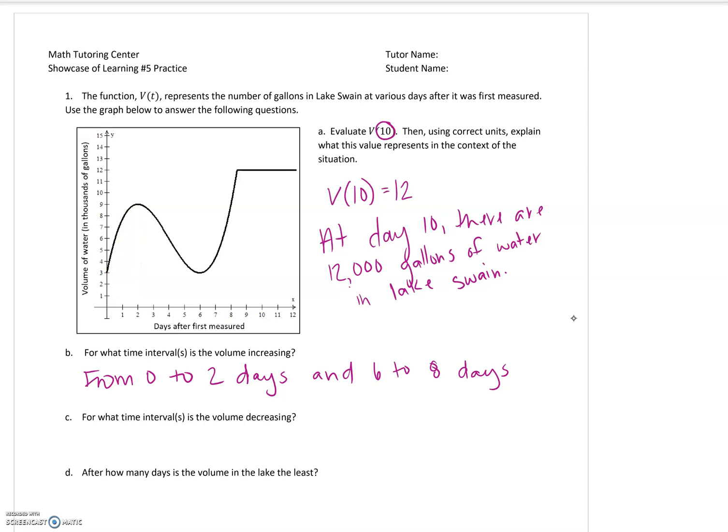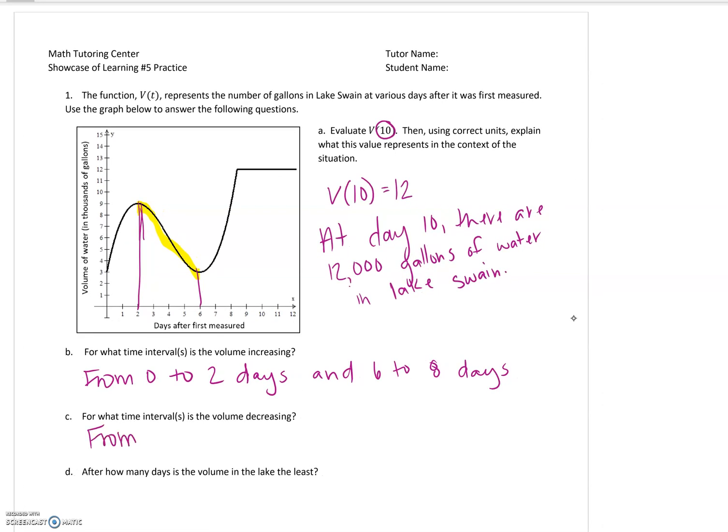For what time intervals is the volume decreasing? So similar, we're going to say our up and downwards. Up, up, up, up, up. Down, down, down, down, down. Up, up, up, up, up. Same, same, same, same, same. So for the decrease, that starts at, if we can find it, day 2 and ends at day 6. So from day 2 to day 6. Something I always like my students to notice here is that the same numbers show up in both your increase and decrease. They're just the starting and the ending points for each of those.